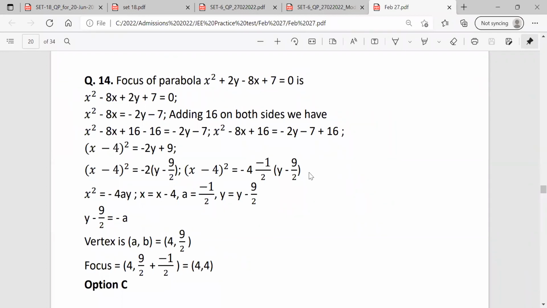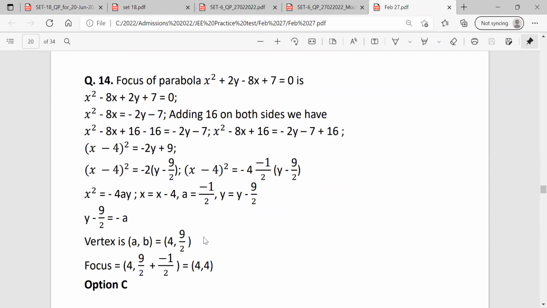Where we know that X is equal to x minus 4, a is equal to minus 1 by 2, and Y is equal to y minus 9 by 2. So we are just simply substituting, and we have y minus 9 by 2 equal to minus a. So what will be the vertex? It's (a, b). So here we have the value of a as 4 and b as 9 by 2.